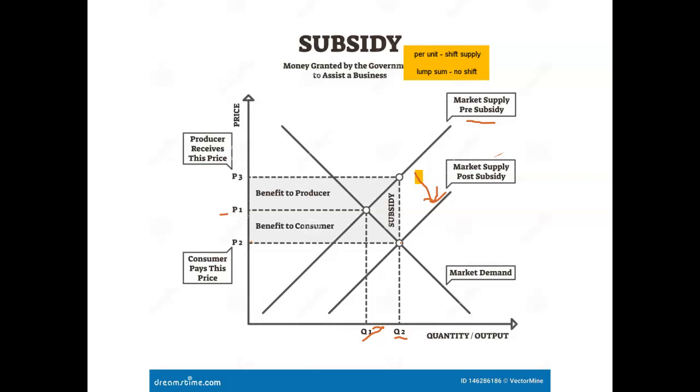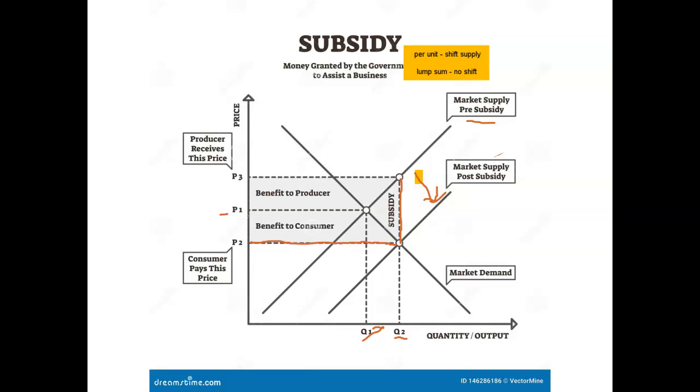This is effectively the consumer's price. So the consumer is going to pay this price. And let's say that the producer gets that price from the consumer. So the producer is also paid P2. And at first look, it doesn't look like the producer is going to be that much better off, but they are, because they're also going to get the per unit subsidy from the government.